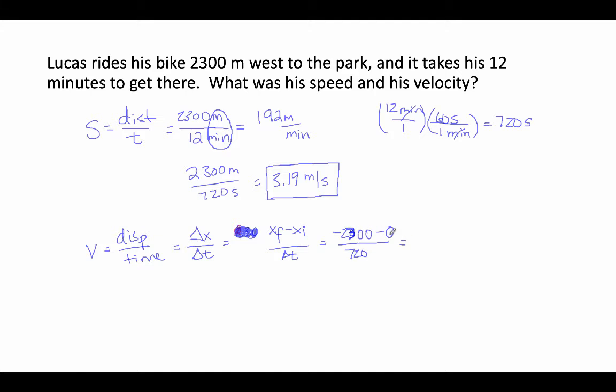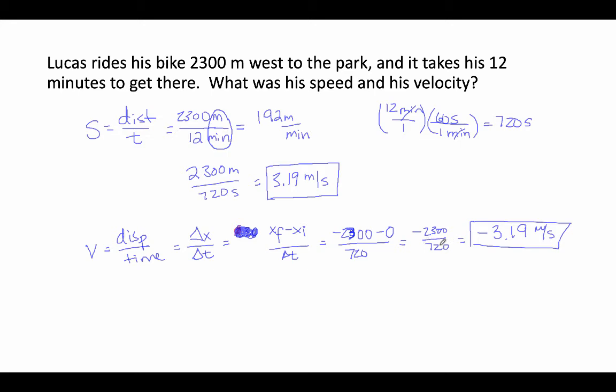So here you see that the only difference is that this is going to be negative 2300 divided by 720, which is going to give you negative 3.19 meters per second. So in this example, in which you went in a straight line, you got the same number, 3.19 meters per second. The velocity is negative since it was west.